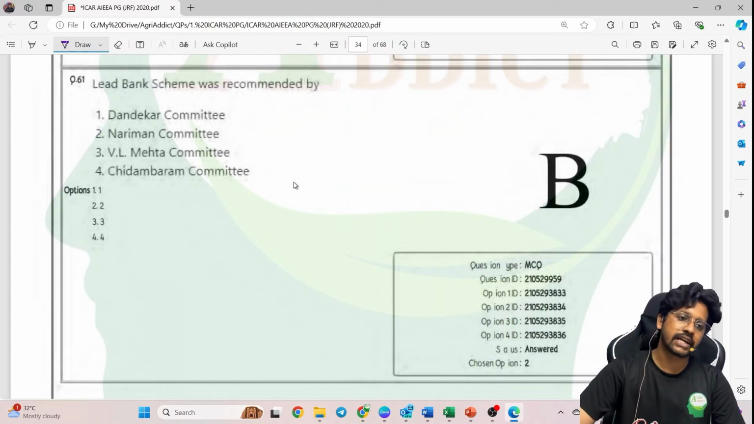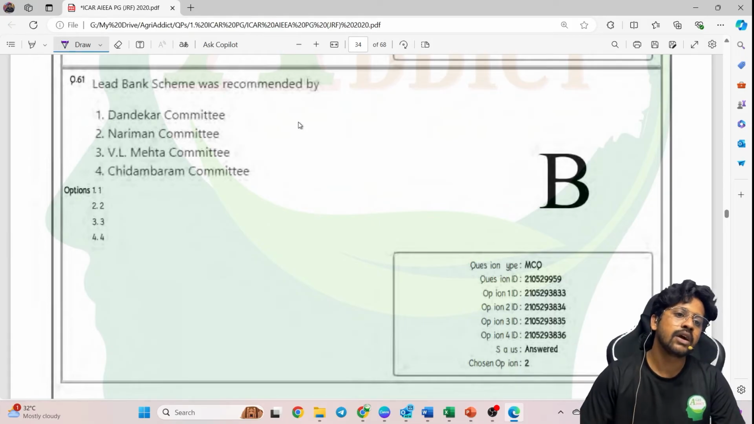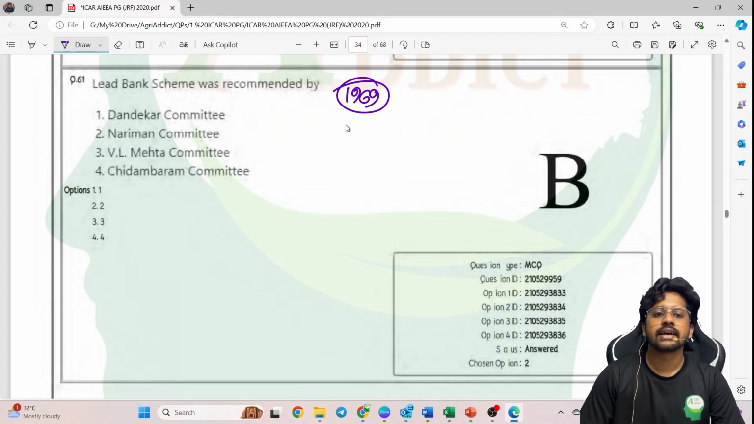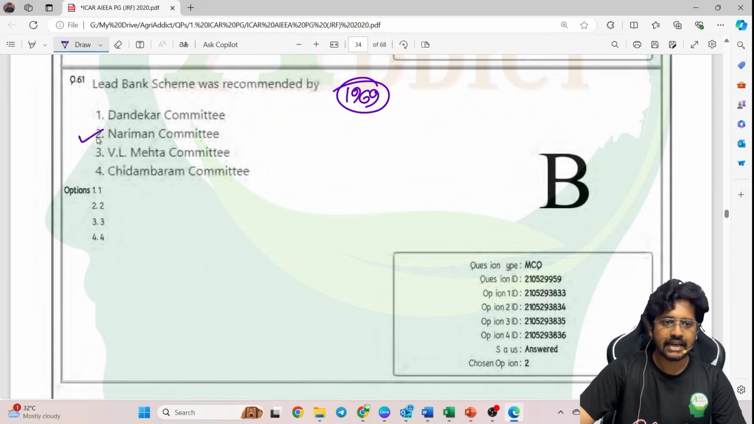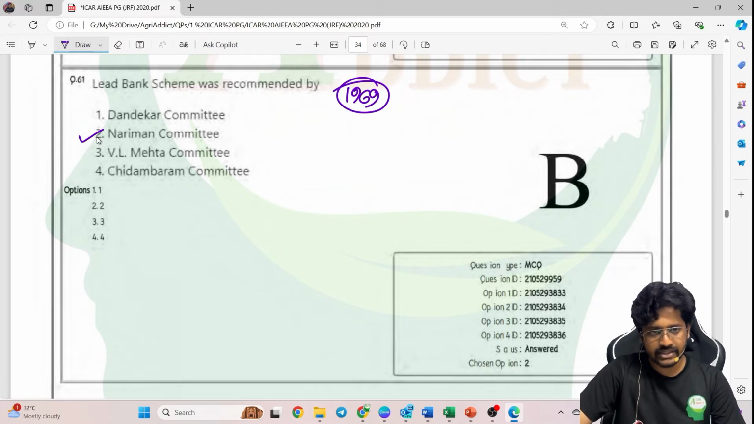Lead bank scheme was recommended by. Lead bank scheme was established in the year of 1969, and it is a direct question, and it was recommended by Nariman Committee. Nariman Committee recommended the establishment of the lead bank, and it was established in 1969.